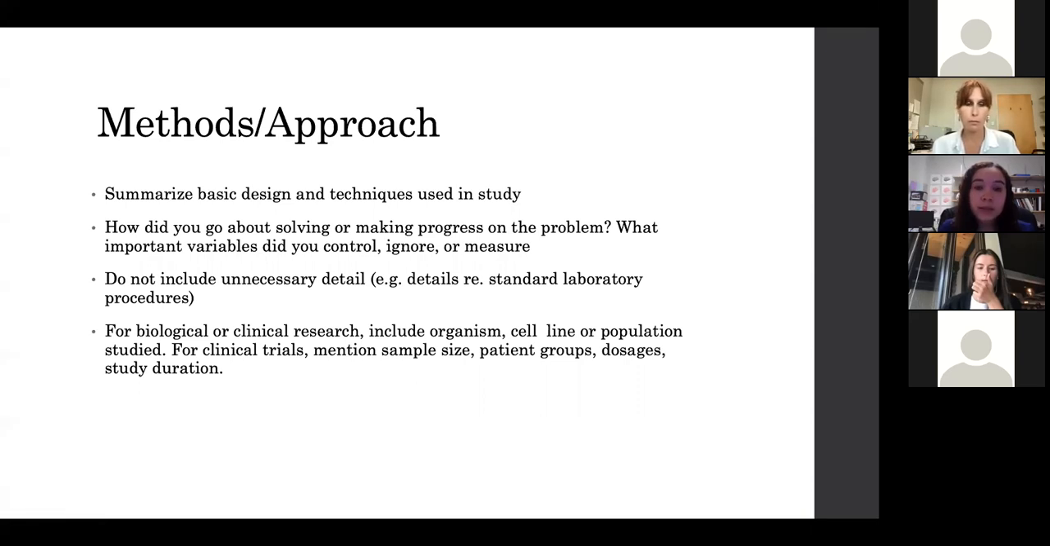So the methods section of your abstract is your chance to summarize the basic design of your study. Excessive detail is unnecessary, but you must briefly state the key techniques and information that were used.